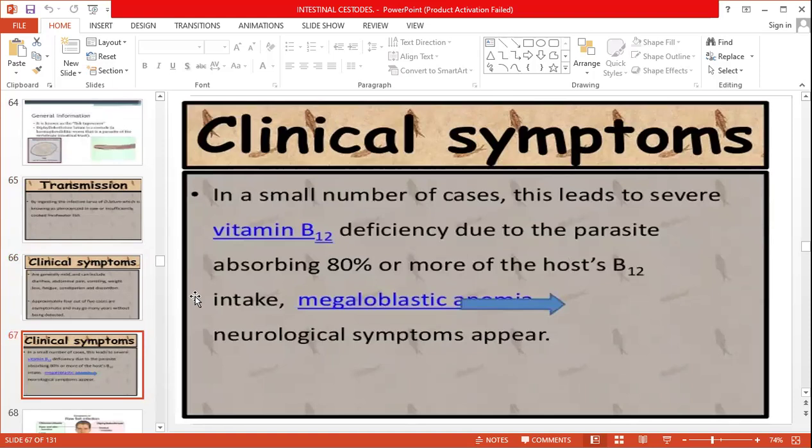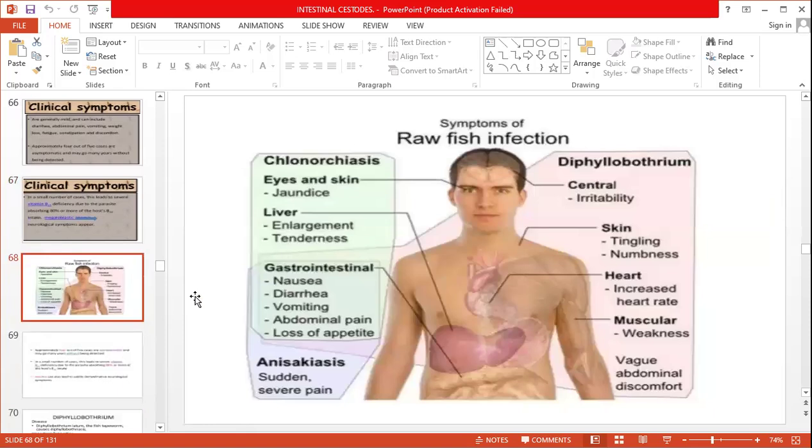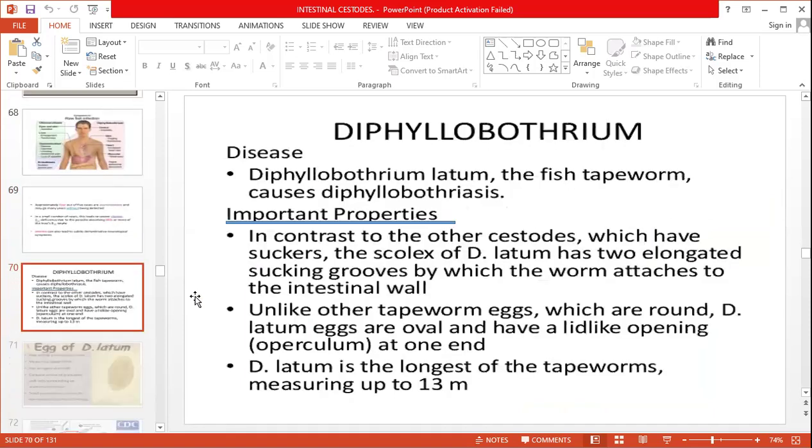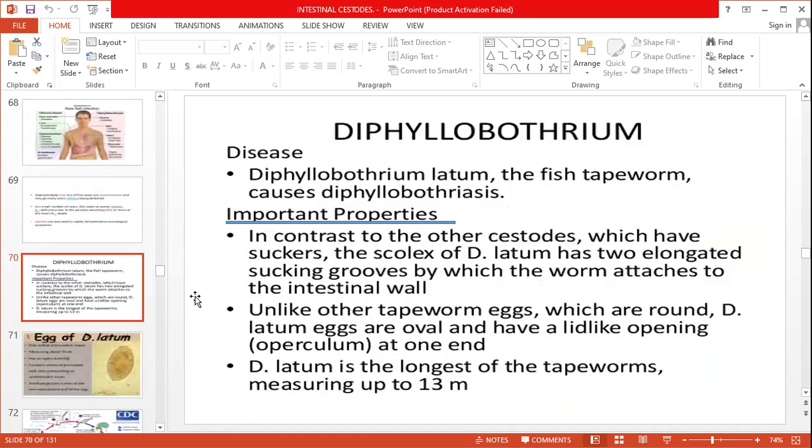In a small number of cases, it leads to severe vitamin B12 deficiency due to the parasite's absorption. In 80% or more of the host intake, it causes an anemia called megaloblastic anemia, with neurological symptoms appearing. Important properties: in contrast to the other cestodes, which have suckers, the scolex of D. latum has two elongated sucker grooves by which the worms attach to the intestinal wall.